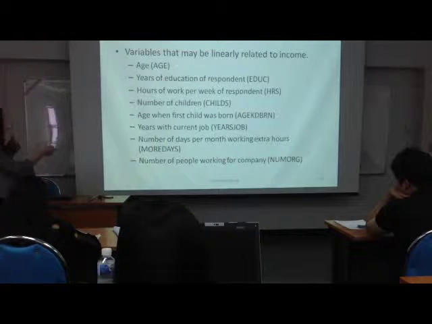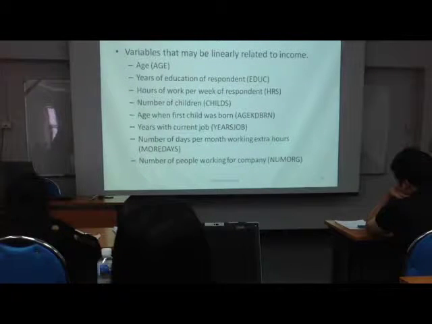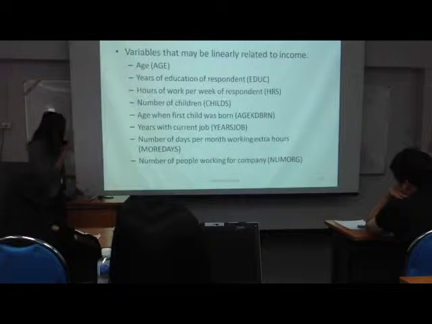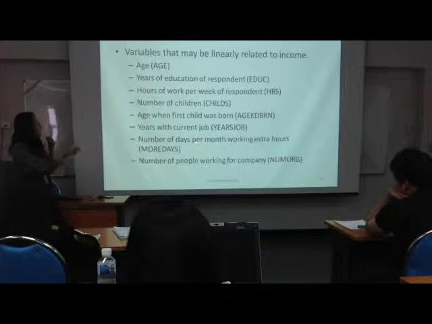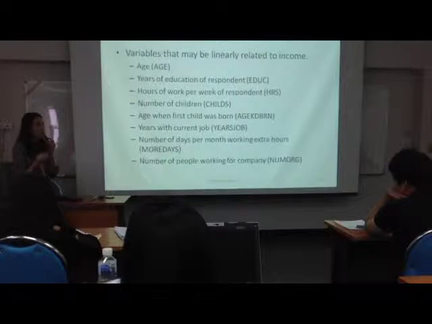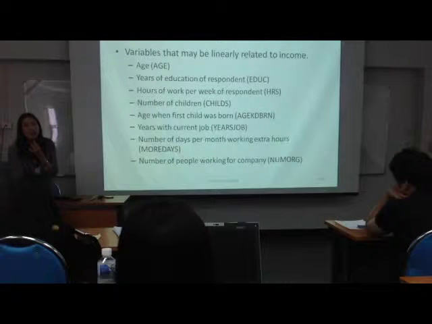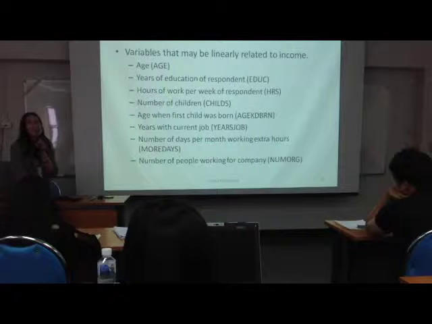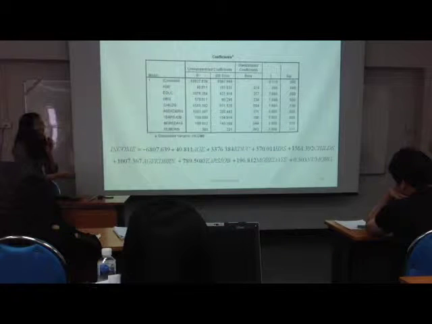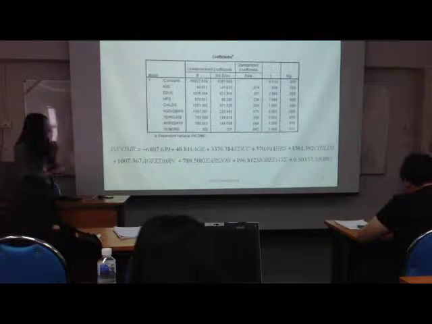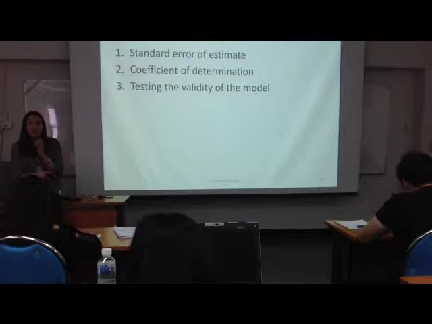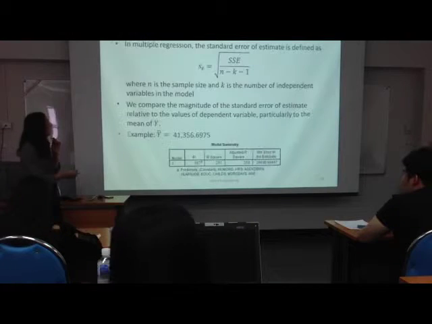For example, now we have 7 variables. So in practice, we would like to find the subset of these 7 X variables that, when we put them into the model, yields the highest R square. The larger the R square, the better the model.